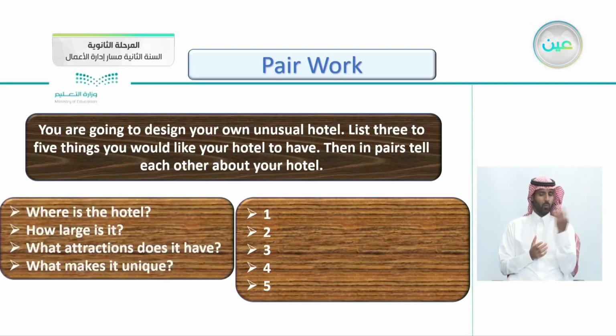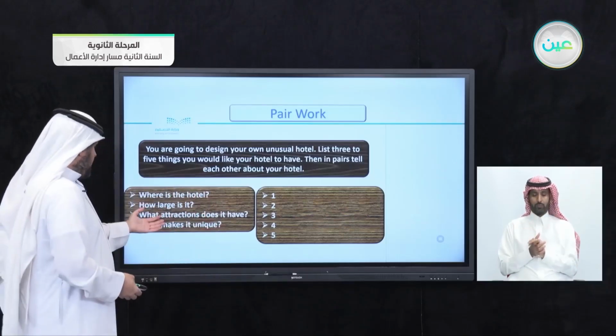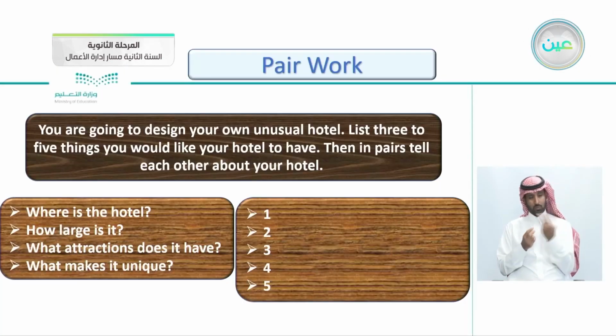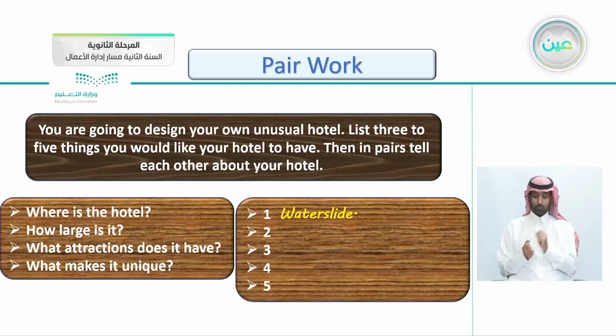Where is the hotel? These are some questions to help you get the idea. Where is the hotel? How large is it? Is it a small hotel? Is it a big hotel, like a castle maybe? What attractions does it have? What makes it unique? For example, does it have water slides? Some hotels have water slides in their swimming pool. Or maybe a cinema. You can see movies inside the hotel.